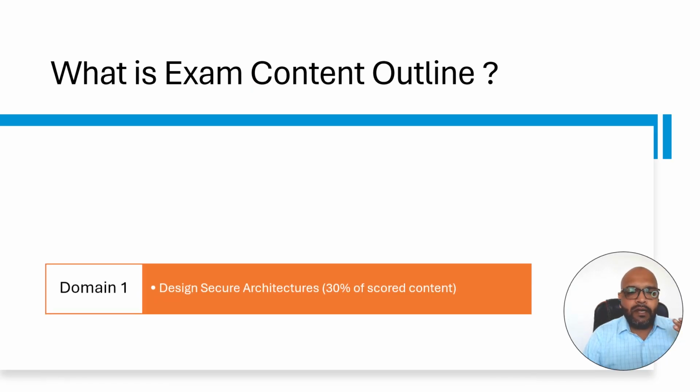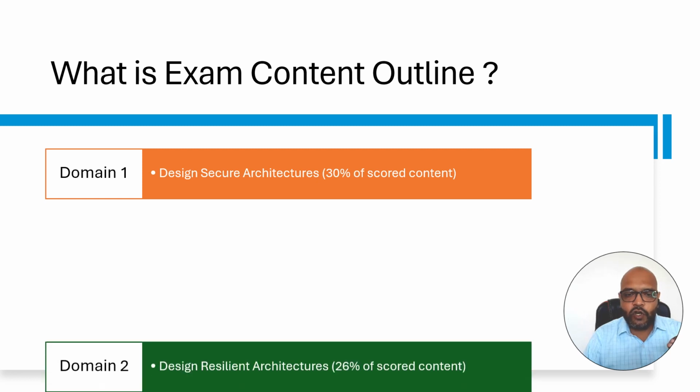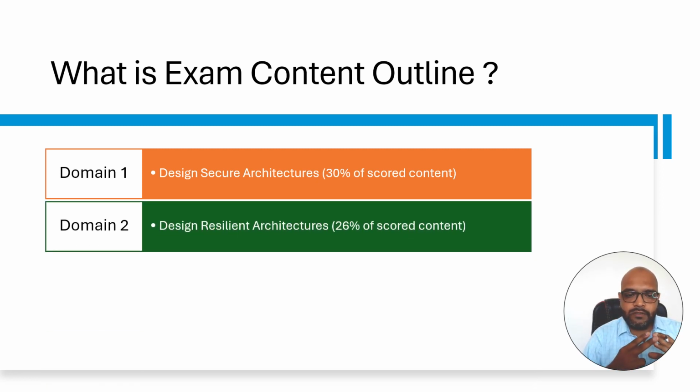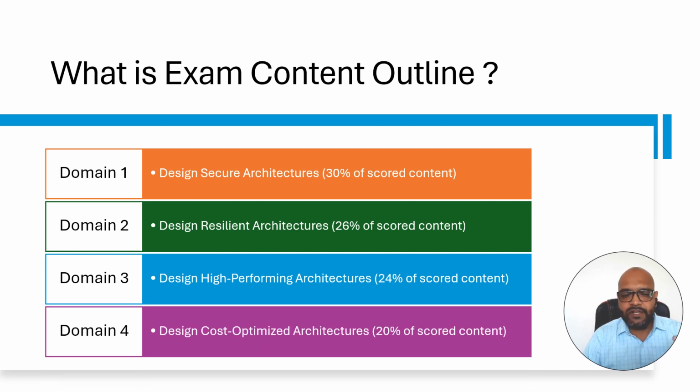In the exam content outline, there are four domains which will be tested during the exam. Number one is designing secure architecture, and this carries a weightage of 30%. Number two is designing resilient architectures, and this carries 26% of the weightage. Number three is designing high-performing architecture. It carries 24%, and number four is designing cost-optimized architecture, and that carries 20% of the weightage on the exam.